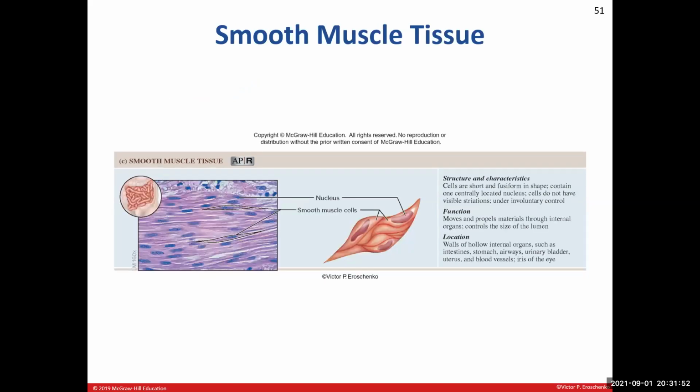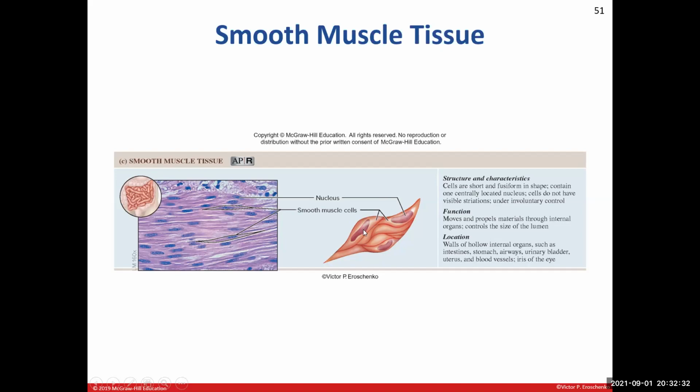The last type of muscle tissue in your body is smooth muscle. We call it smooth muscle because it is not striated, so it looks smooth. This too is under involuntary control. You cannot control this. These are short cells. They almost look like a funky football, similar to the fibroblasts, kind of fat in the middle and tapered at the end. Each of these muscle cells has one single nucleus.